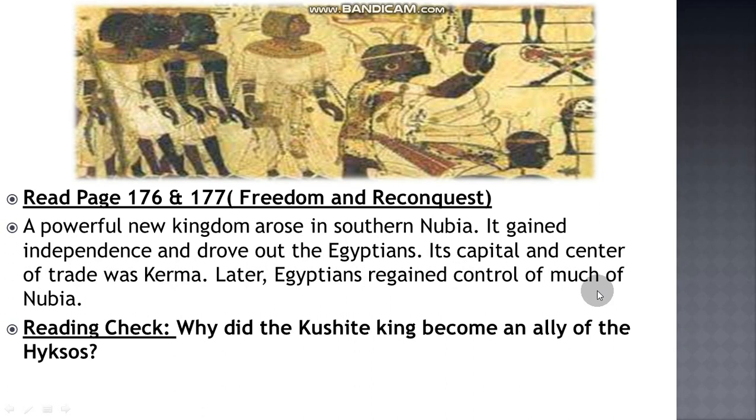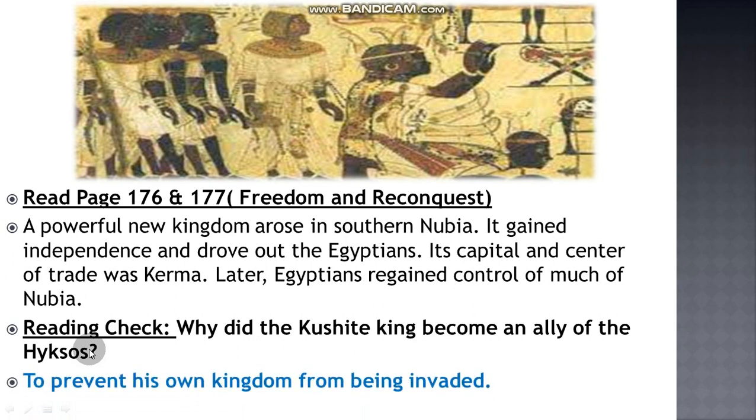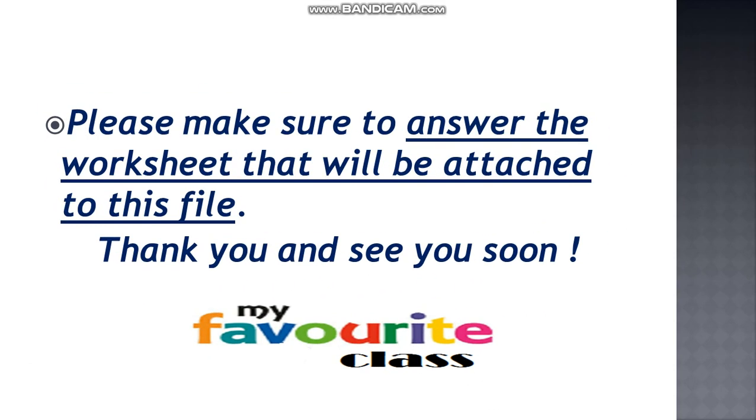The question for this part is, why did the Kushite king become an ally of the Hyksos? Why did he do that? To prevent his own kingdom from being invaded. Alright? And that's about it for today's lesson.